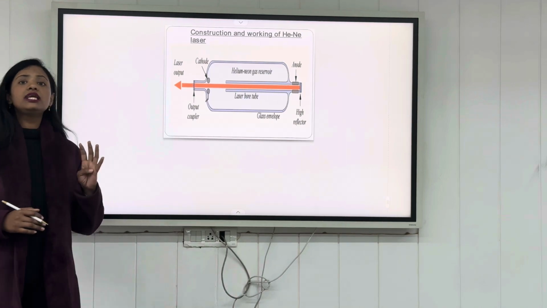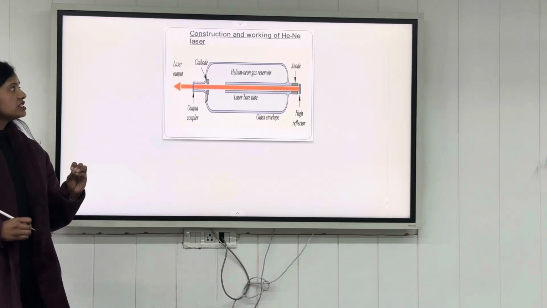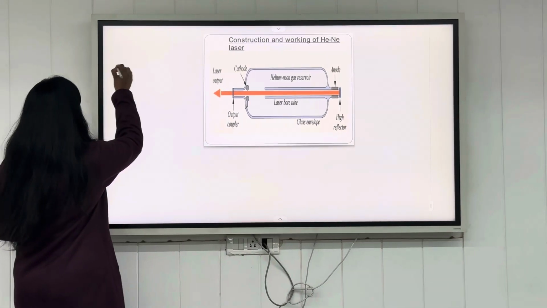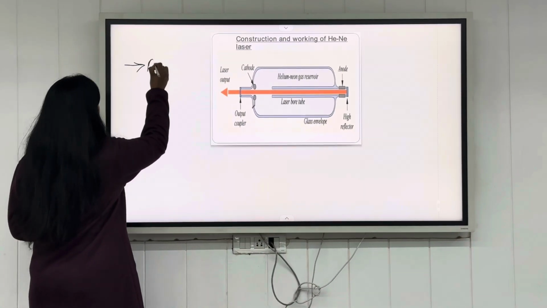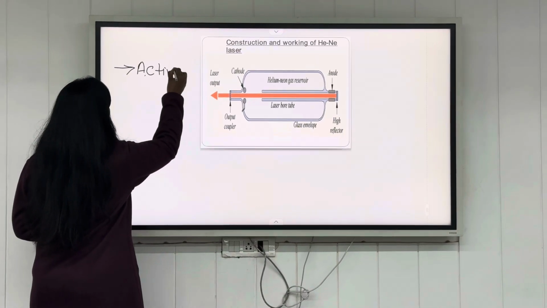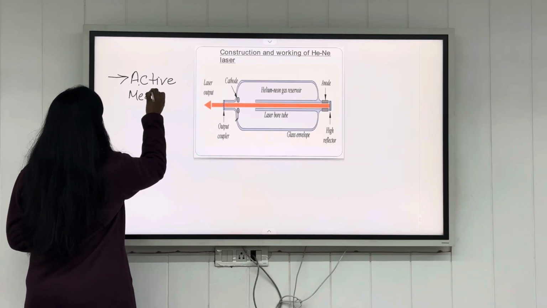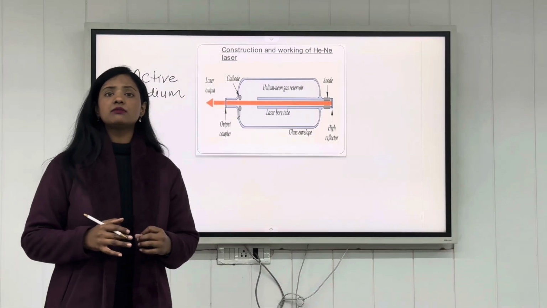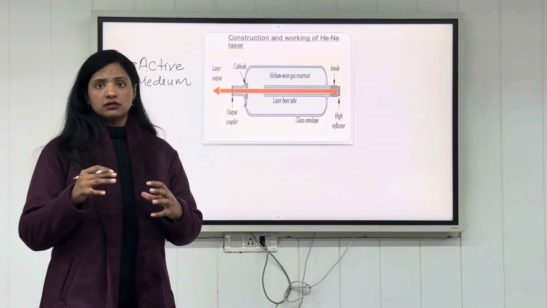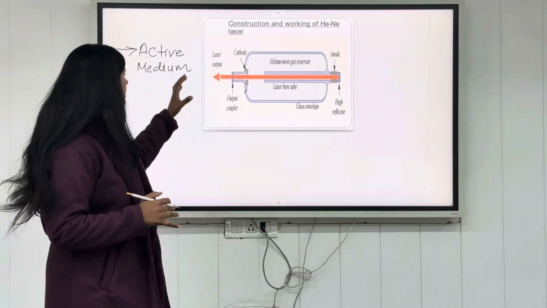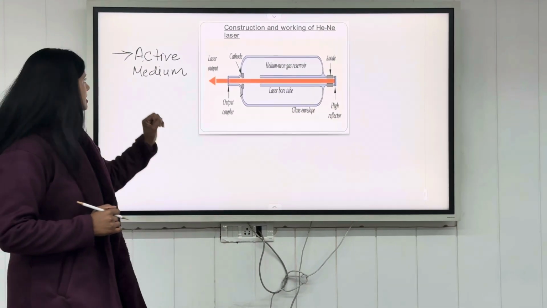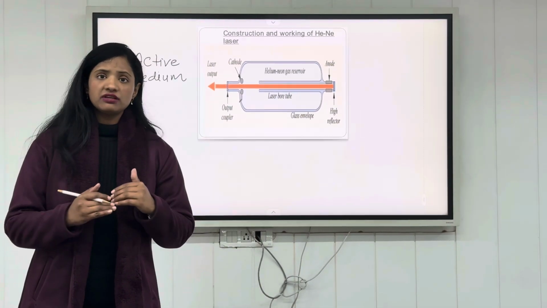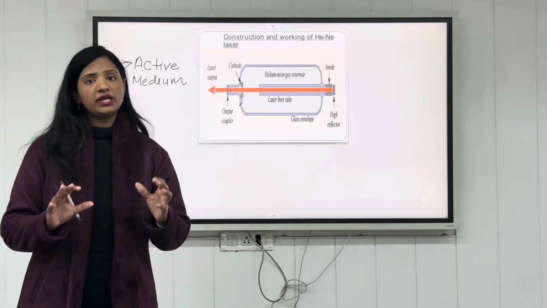After that, let us discuss the components of the laser. Basically, there are three components of laser system on which the whole working and construction of laser depends. And they are: number one, active medium. Active medium is the place where the whole laser action takes place, and population inversion condition is attained in the same medium.